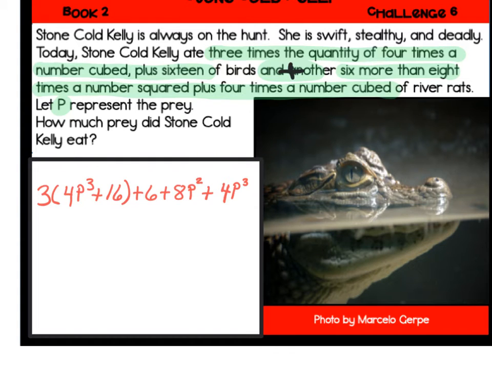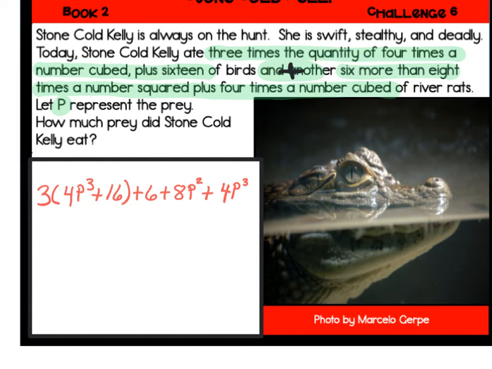And finally, we've got plus 4 times a number cubed. Once again, anytime you have a number right next to a variable, like here, 8p, 4p, and 4p, that really means multiply. So that's where the times a number cubed comes from, 4 times p cubed. All right, so this is the first step of writing your expression.